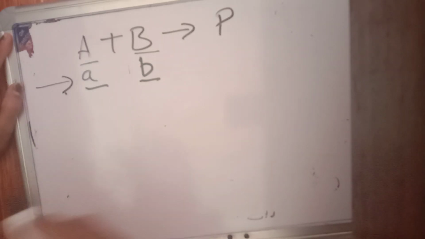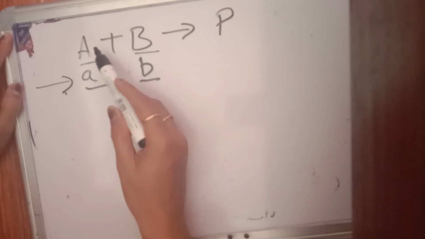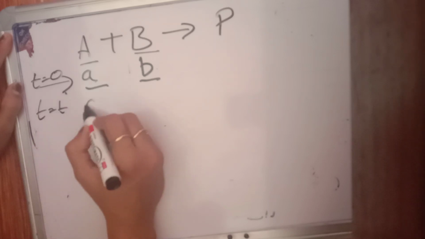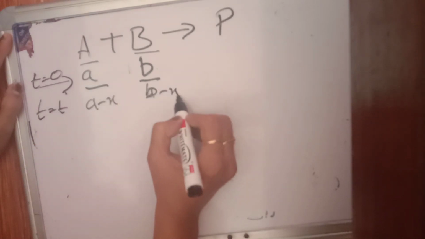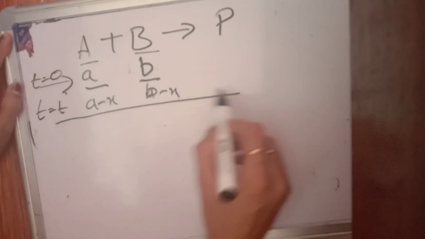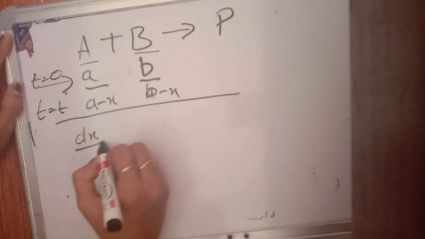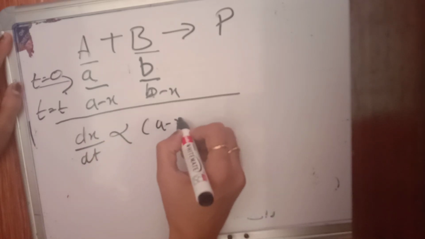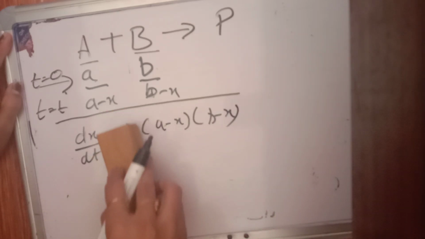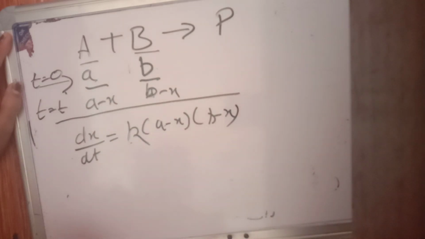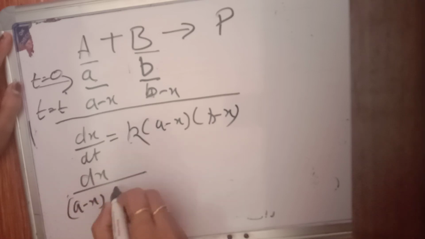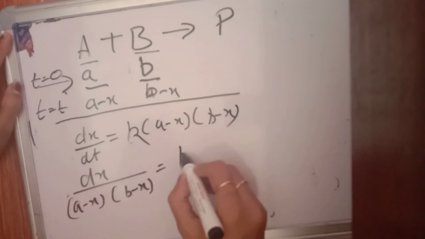We have taken concentration of A as a and concentration of B as b at time equal to 0. And when time is equal to t, they are a minus x and b minus x, because x amount has reacted. So I'm going to derive the rate law for this type of reaction. The rate law will be dx upon dt proportional to (a minus x)(b minus x). With a proportionality constant k, taking x terms on one side, dx upon (a minus x)(b minus x) is equal to k dt.